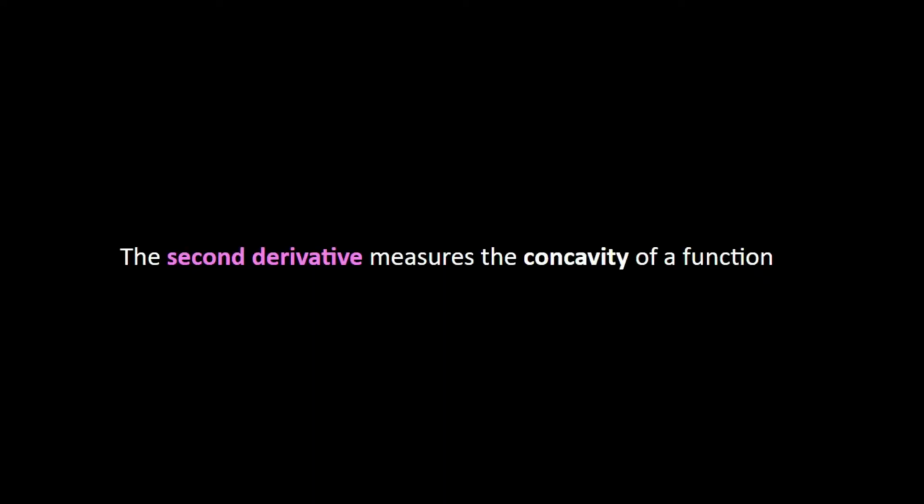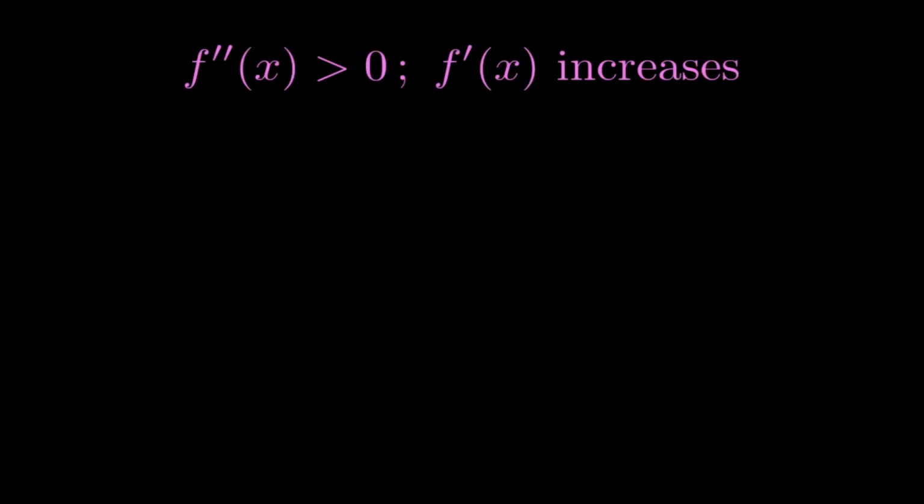In this video we're going to look at concavity, in particular the second derivative, because that's what measures the concavity of a function. So if the second derivative is positive, that tells us that the first derivative increases. And that's the same as the first derivative: when it was positive, it told us the original function f of x increases. So we just have to use the same line of reasoning, and move it along one more derivative.